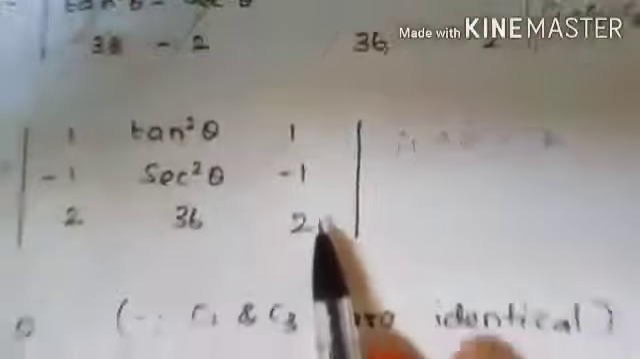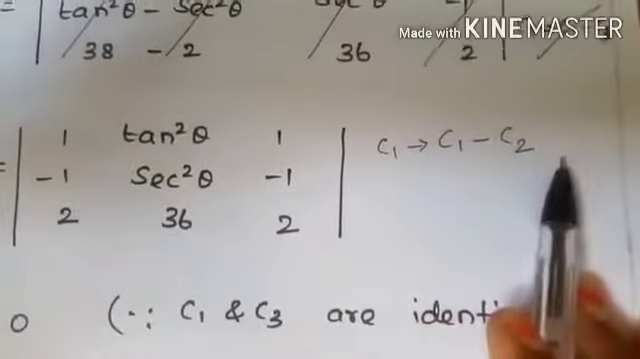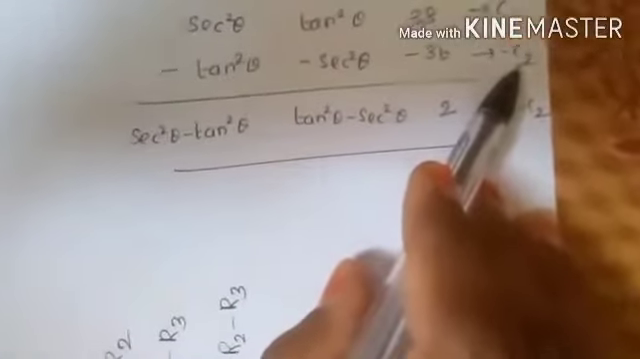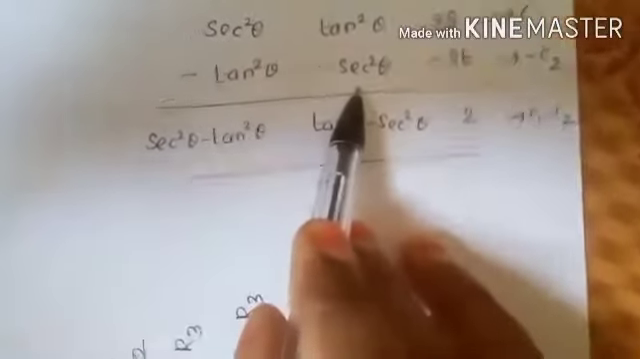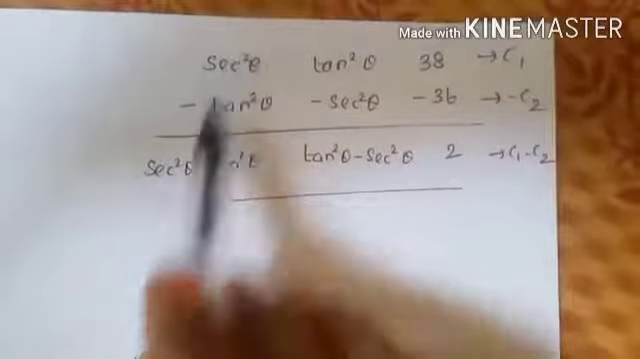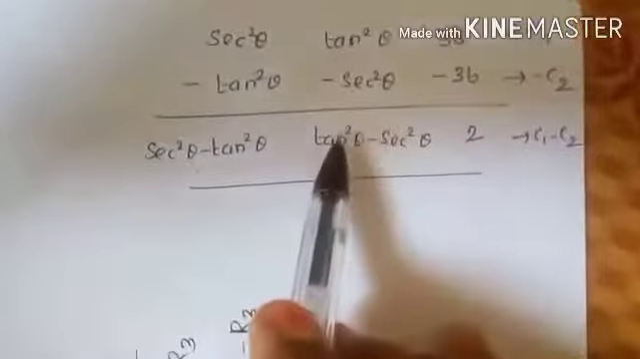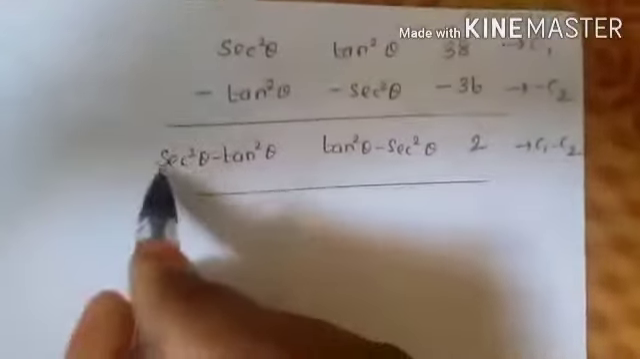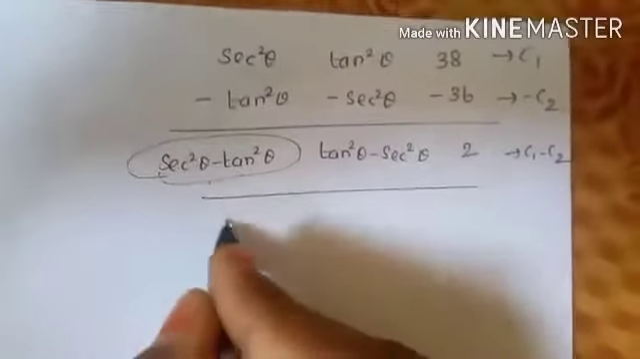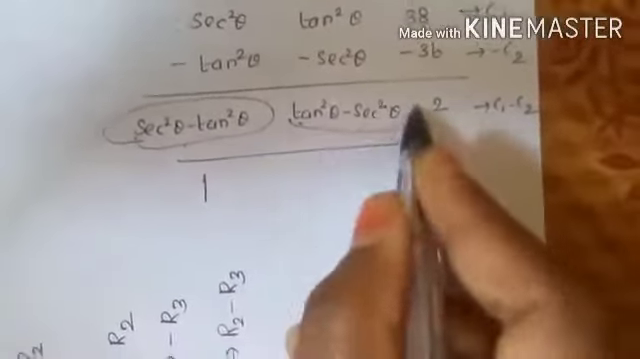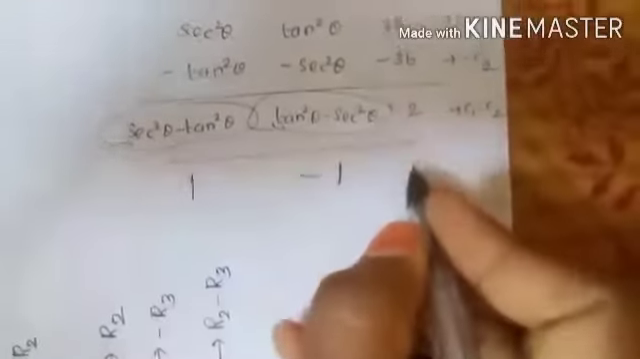In this determinant, C1 tends to C1 minus C2, where C1 is secant square theta, tan square theta, 38, minus C2, which is minus tan square theta, minus secant square theta, minus 36. C1 minus C2: secant square theta minus tan square theta, tan square theta minus secant square theta, 38 minus 36, that is 2. We know that secant square theta minus tan square theta is 1. So tan square minus secant square, reverse order, is minus 1. So this 2 as it is.